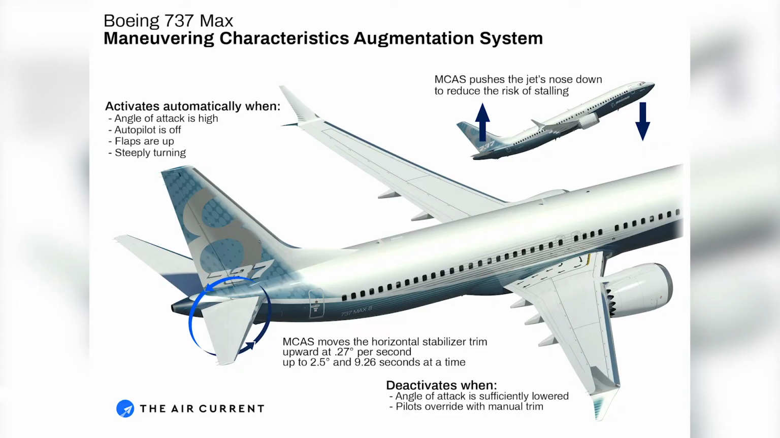In order to compensate for what the engineers perceived to be an issue with respect to pitch, it added this MCAS system, which operates when the autopilot's off and the angle of attack exceeds certain limitations, and the airplane's being banked pretty steeply. What it will do is run the stabilizer pitch down, I think at about 0.28 degrees per second, up to 2.8 degrees or 9 seconds, and then it reassesses, and then it will start again until it believes the airplane's reached a safe angle of attack. And it operates without the pilots knowing.